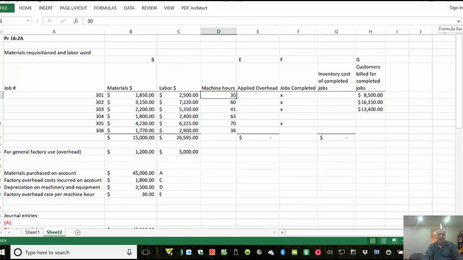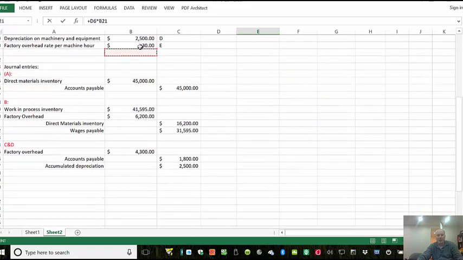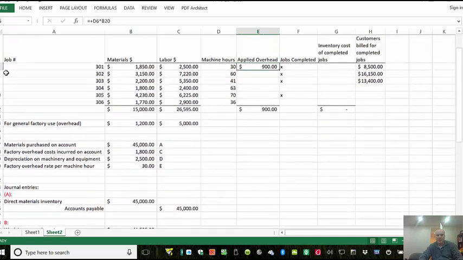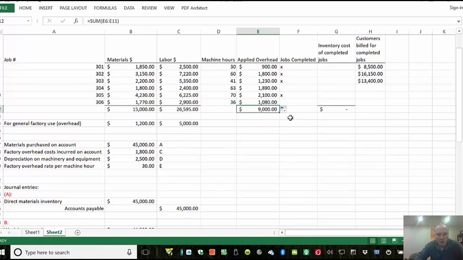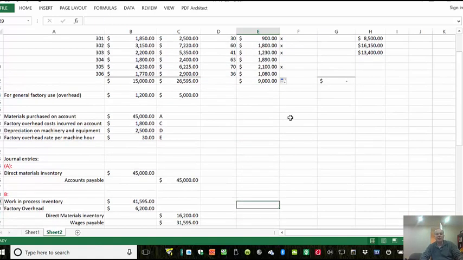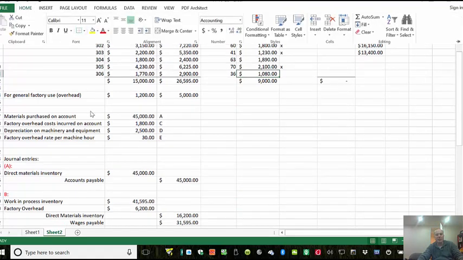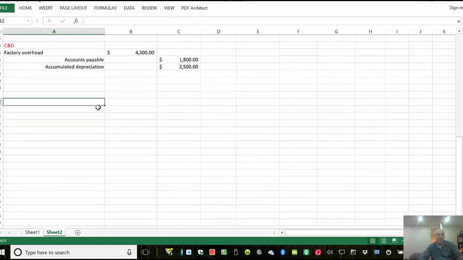So now I can very easily apply the amount of overhead, which will be the number of budgeted machine hours times the rate. In this particular case, it is $30 an hour, and that is the rate applicable to all jobs. So I'm going to put a dollar sign, so when I drag it down, it will give me the same number. Right? So the total amount of overhead applied to jobs is $9,000. And that's what gets transferred from the overhead account into the work in process account.